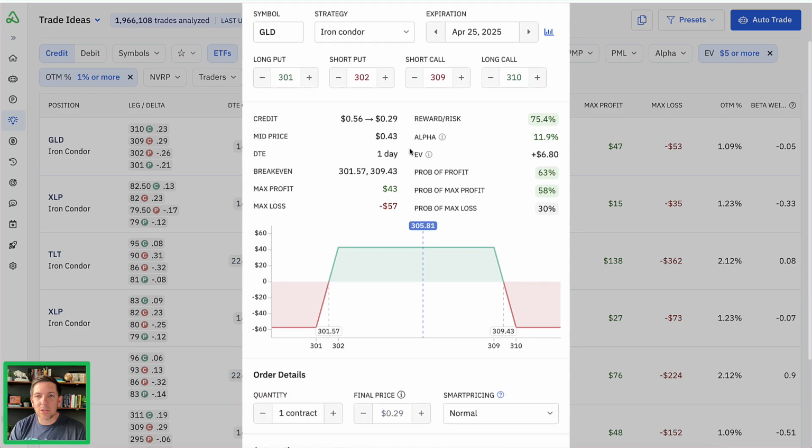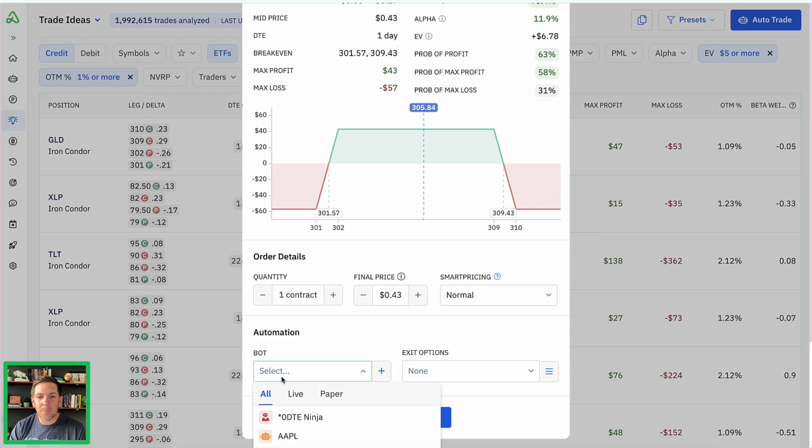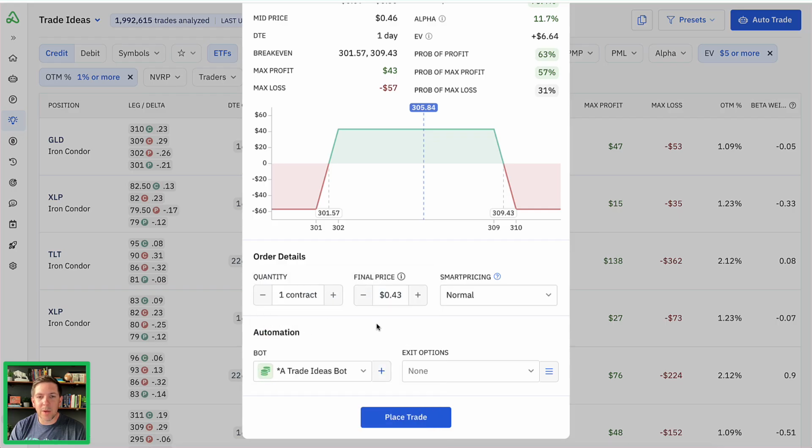And see if we can maybe place a trade here. So I'll go ahead and place this trade in my account. Let's try to get this thing filled. We'll look at it while we're making this trade. So we can go down here to about 42. Looks like about 43 is the place that we want to be. I'll place it into my live trade ideas bot, and then we'll go ahead here and place the trade. So hopefully this thing gets filled.